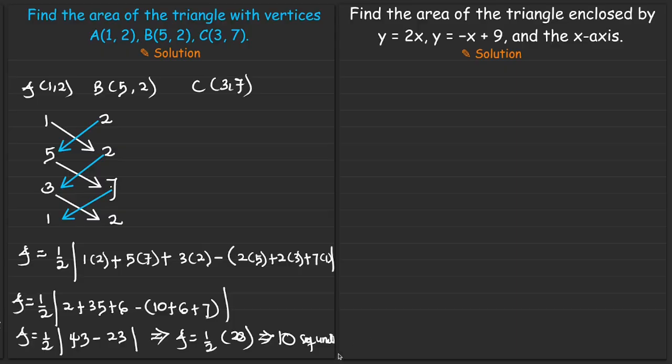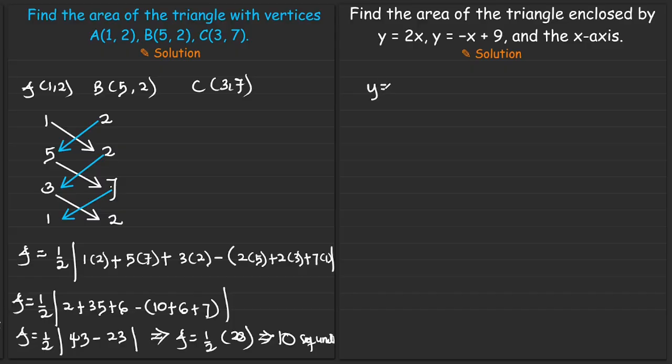With that said, let's look at our third question. It says find the area of the triangle enclosed by y equals 2x, y equals negative x plus 9, and the x-axis. Once again, this is a triangle. There are two methods. I would only do the shoelace, and then I'll advise you to also do it on the graph. Now there are three equations here.